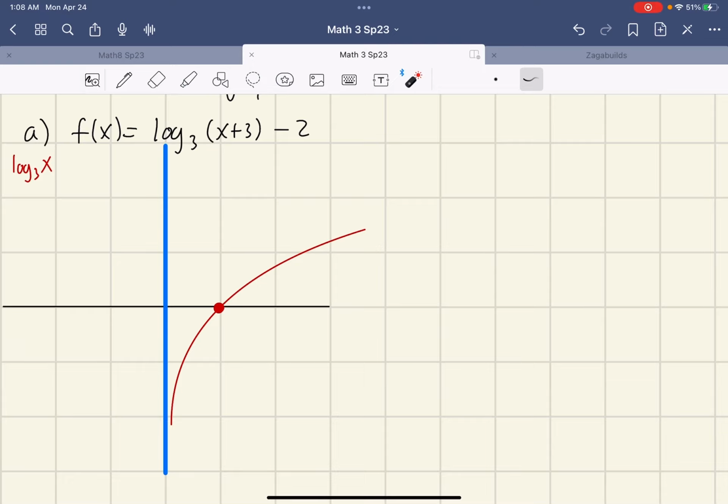You stretch it horizontally or vertically, it stays in the same place. If you move up, you move down. If you stretch it vertically, shrink it vertically, this line doesn't change at all. It only changes when we shift left to right, which, if you remember, when you're adding something inside the logarithm, you have to shift it in the opposite direction of what you naturally would think.